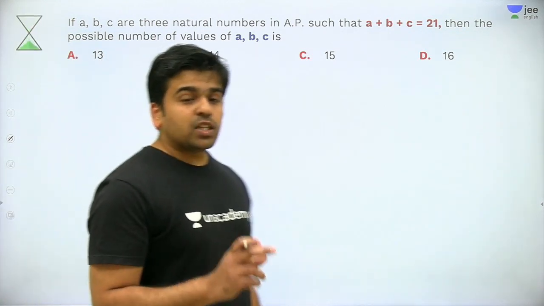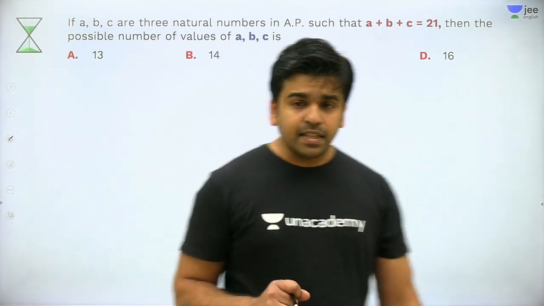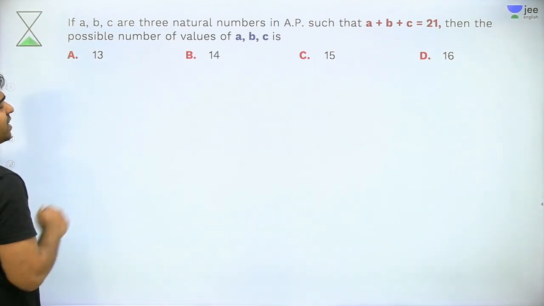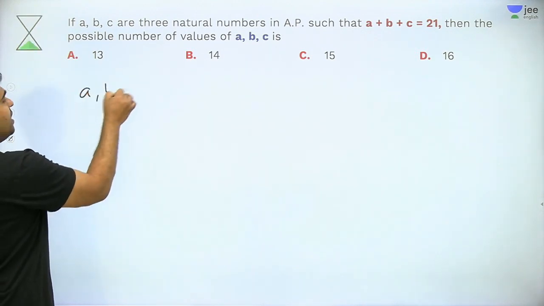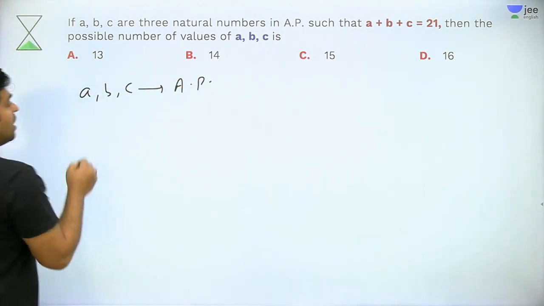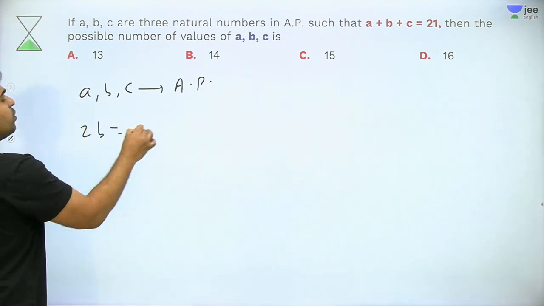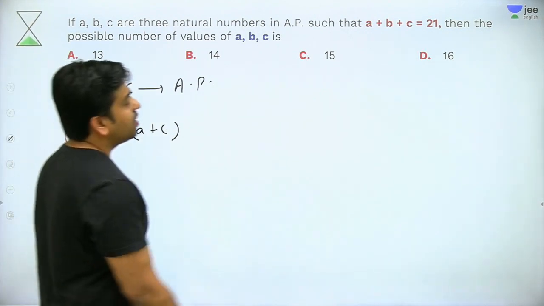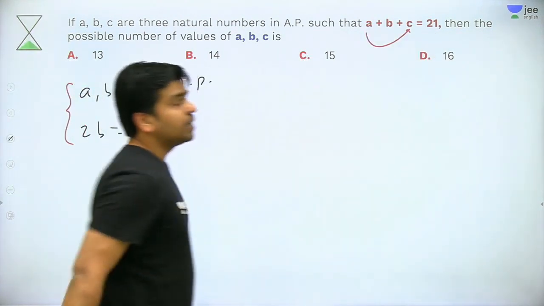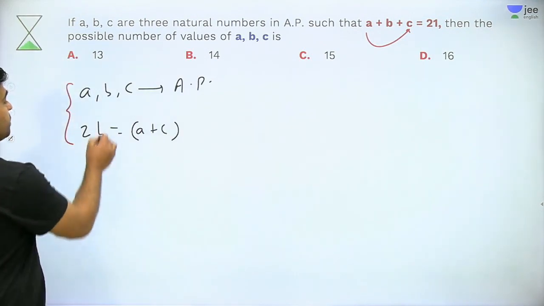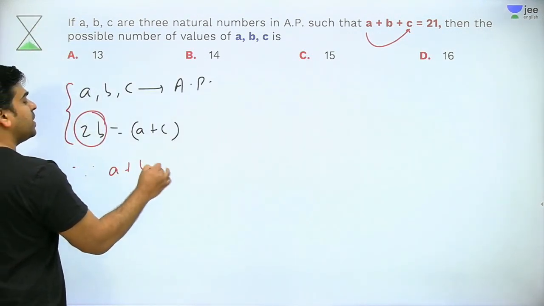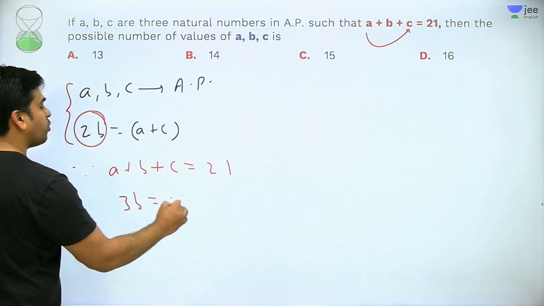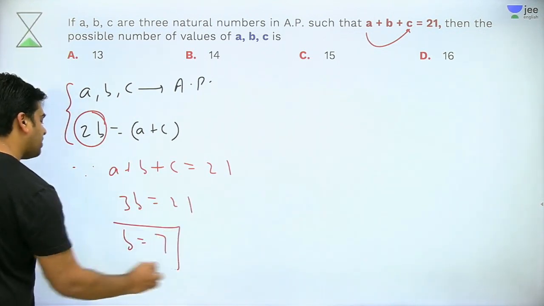Since we already know arithmetic progression very well, can I write the standard condition of AP? If A, B, C are in AP, I know a very simple condition that 2B should be equal to A plus C. In the current equation, can you see that we have A plus C in the expression? So if I replace A plus C with 2B, what will I get? Since A plus B plus C is equal to 21, and I replace A plus C with 2B, I will get 3B is equal to 21, which means that B has to be equal to 7.